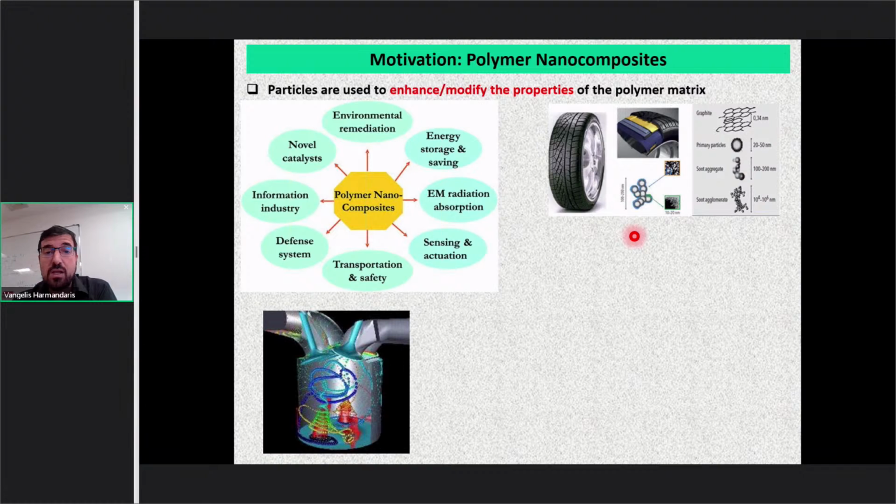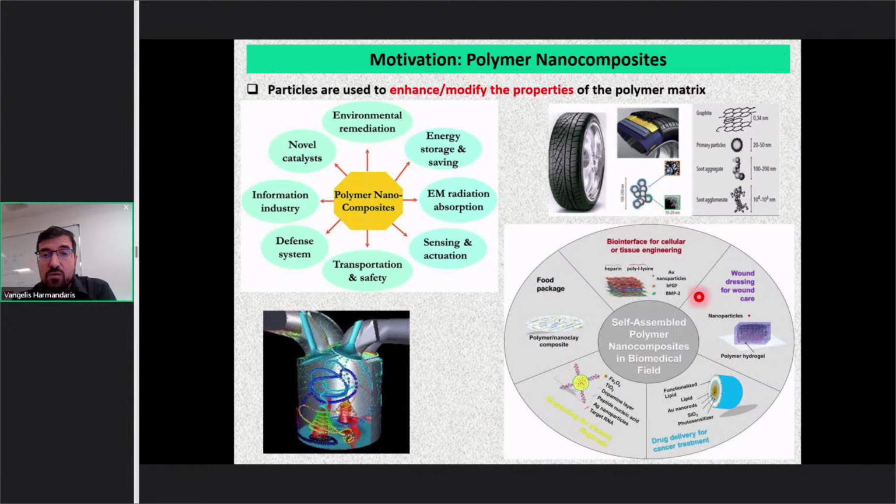You see here an application from our daily life, which is tire materials, all of which are actually polymer nanocomposites. But at the same time, they can be used, as you see here, in several applications related to energy, sensing, transportation, defense, and the information industry. So the field is really huge. On top of that, in the last 10 or 20 years, there is also a very broad family of different applications related to the biomedical field. As we see here, from biointerfaces related to drug delivery up to food packaging, which is extremely important nowadays. So these materials are directly related to all these applications, whatever we see more or less in our daily life.